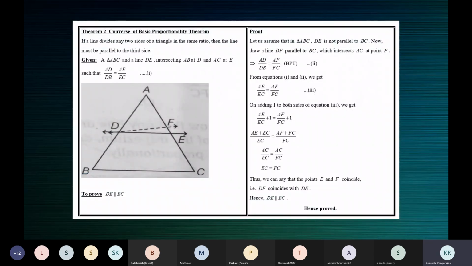Okay. The proof for the converse of BPT we'll see in the next class. It might become too much. We'll take up the exercise and example problems. So we'll see this proof tomorrow. I'll just tell you what the statement is. So the converse of BPT, or the converse of Thales theorem, converse of basic proportionality theorem, it's just the other way. The information given the other way around.